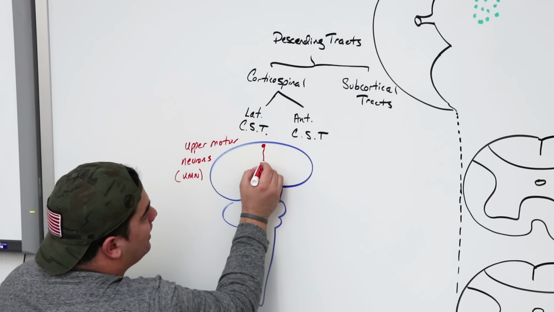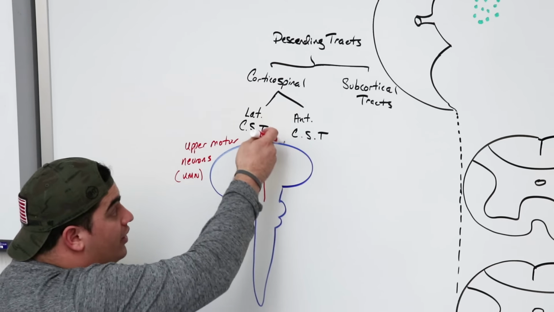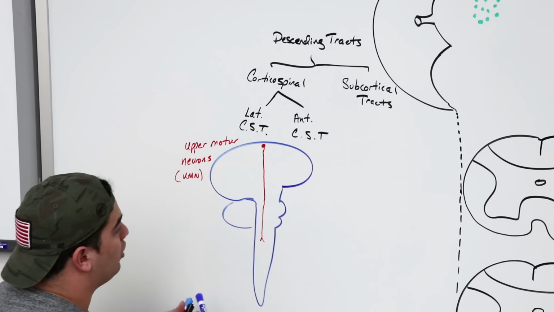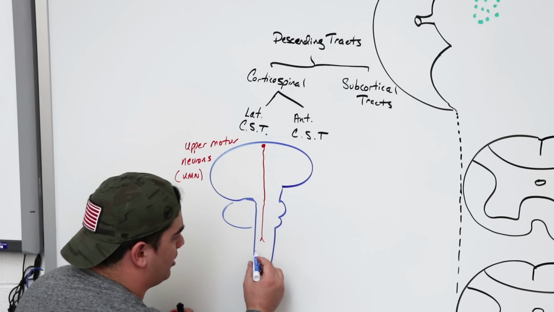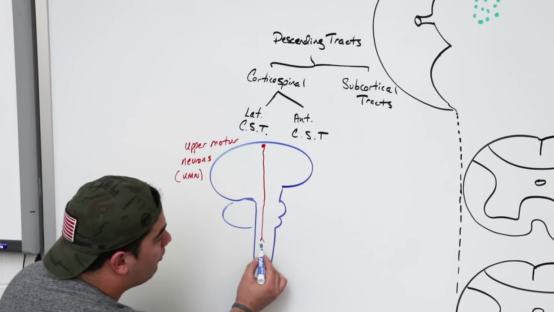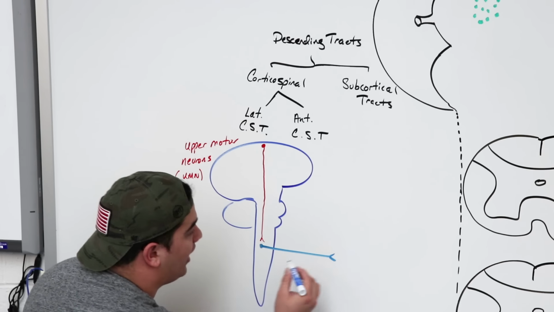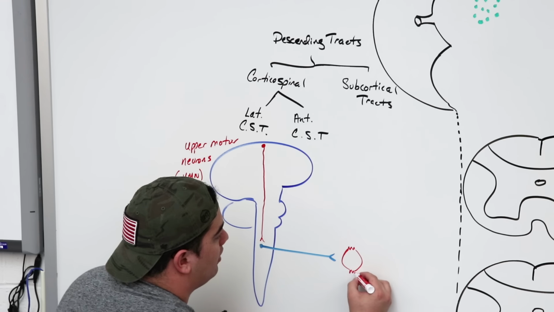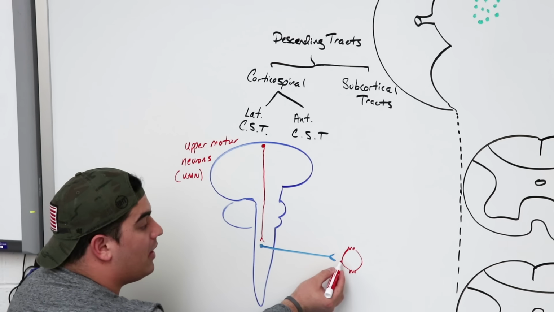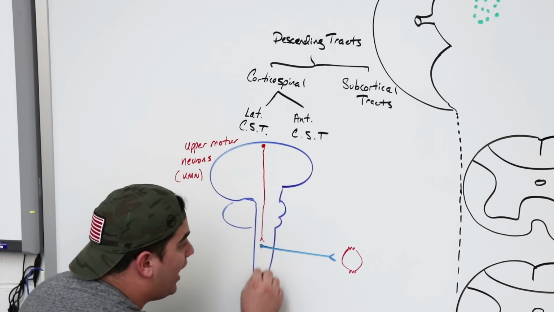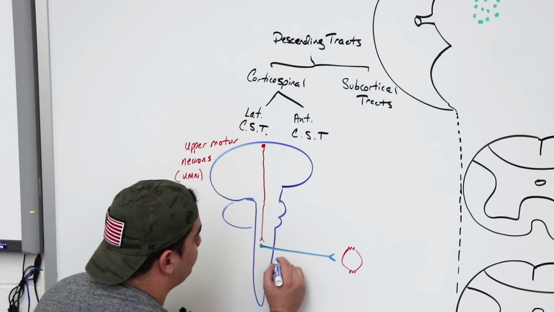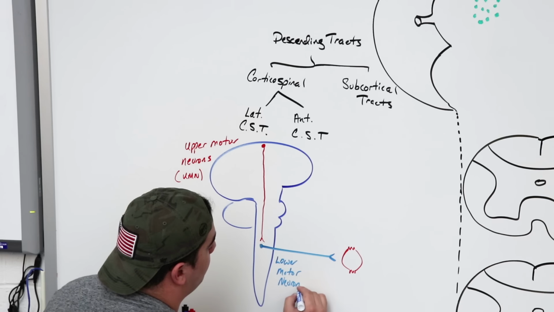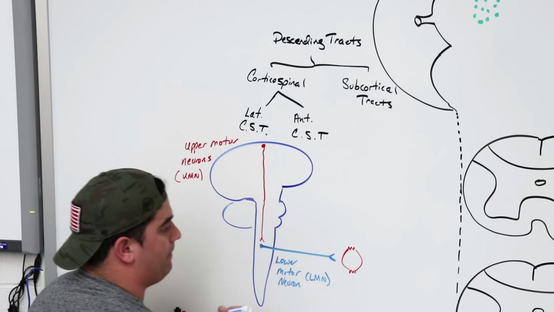From here, they can send down fibers that move down through the cerebral cortex, through the brainstem, and synapse on cell bodies located within the actual spinal cord, specifically in the anterior or ventral gray horn. From there, these axons will come out and innervate a muscle. Generally, we're talking about skeletal muscle. Now, what is this neuron located within the spinal cord called? We call this a lower motor neuron. We'll abbreviate this as LMN.